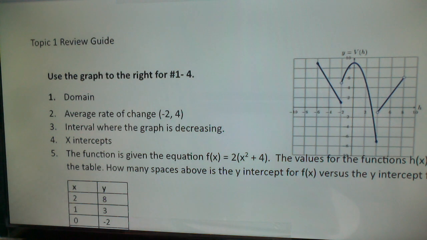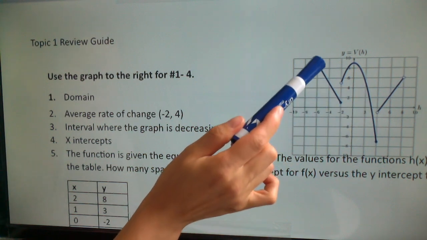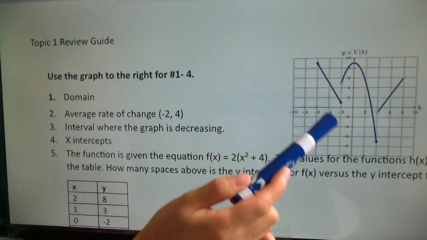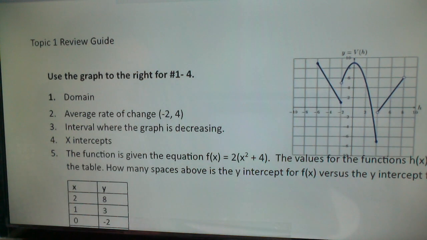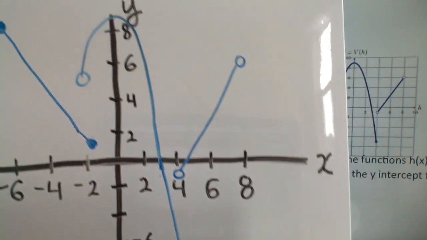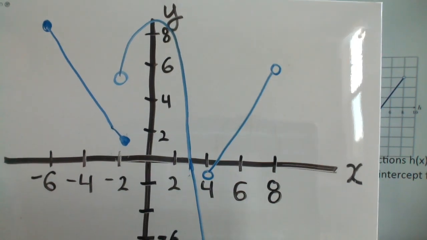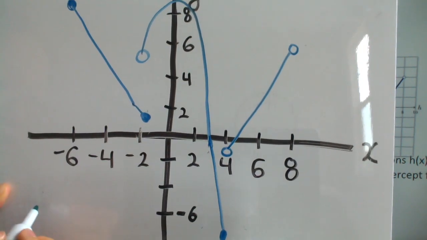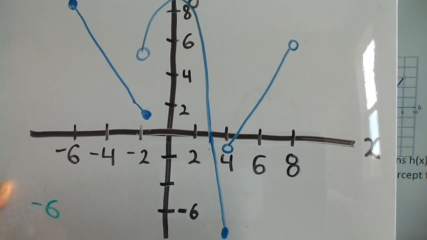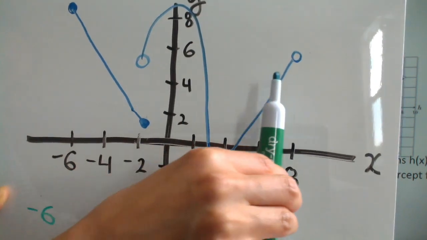So number 1, domain. We are looking for the value where the graph starts right here and where it ends right here. It means we will answer in x terms. So I kind of draw here a little bigger picture if you can see a little better. So let's find out where the graph starts. It starts when x is -6 and it moves this way, right? Horizontal way. When does it end?